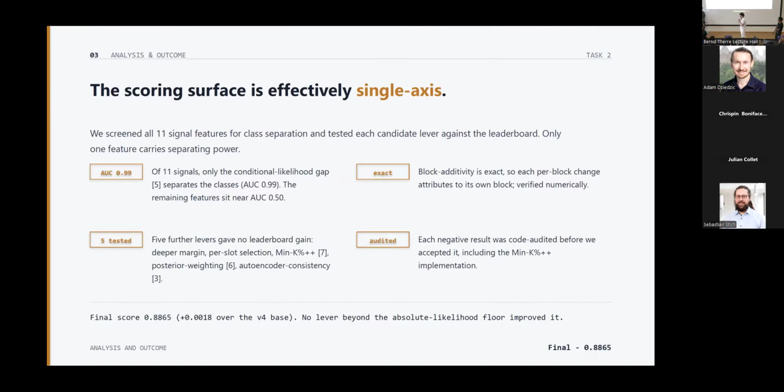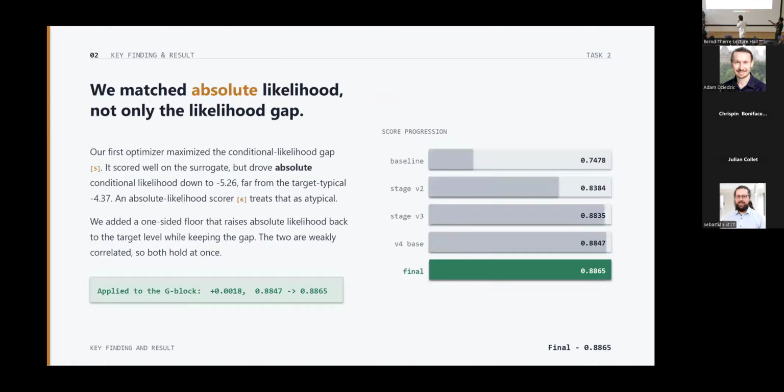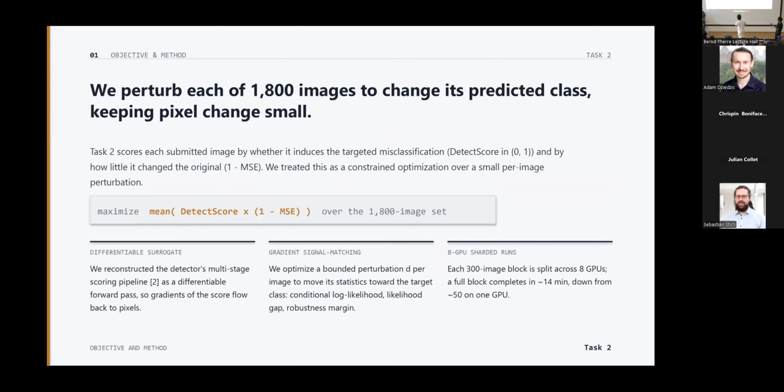We did lose a lot of time on that. Anyway, we had these 300 image blocks, like we said, and it did take a lot of time. The first couple of runs were 2.5 hours. We did also lose a lot of time, and then we got to the point.